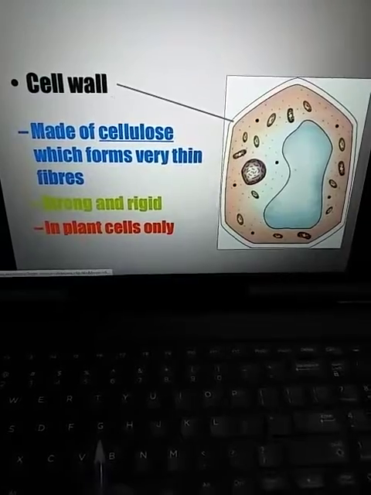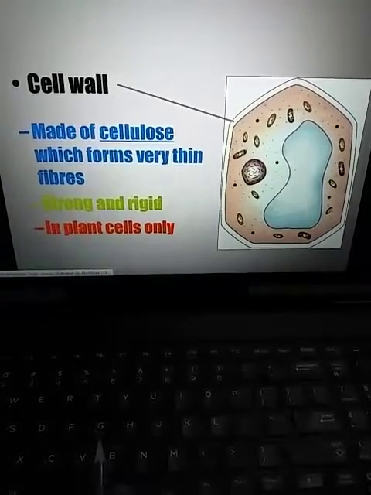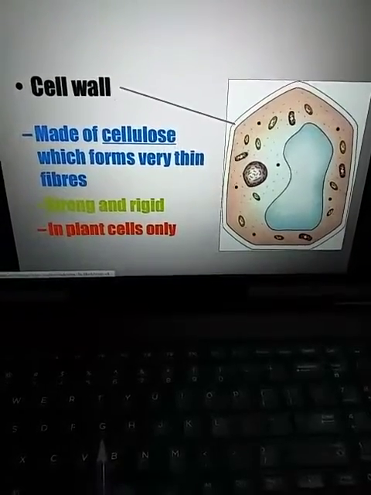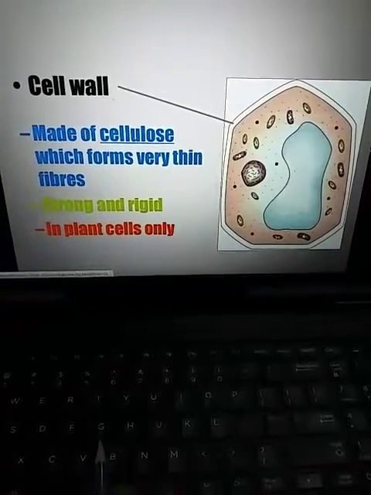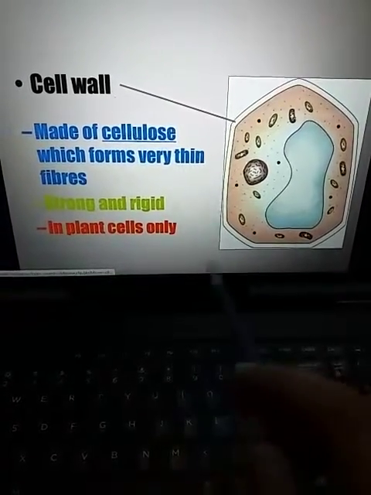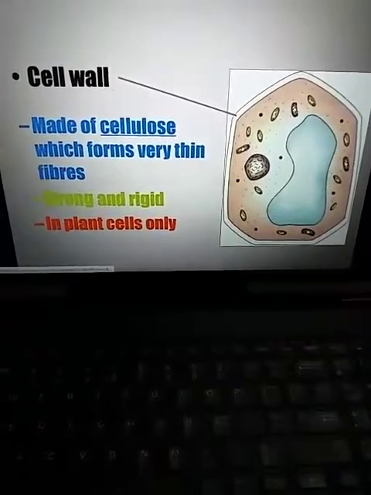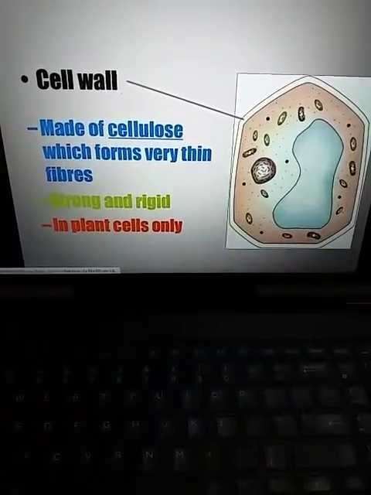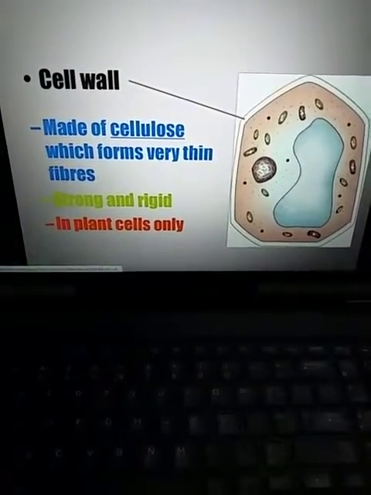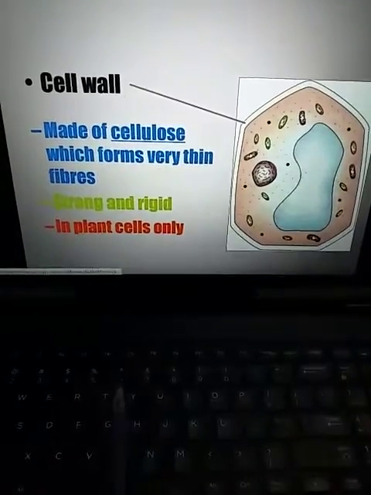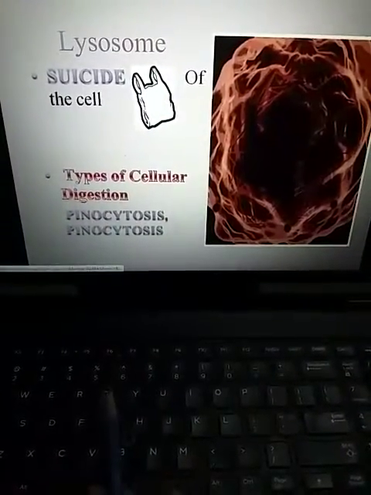Now this is the cell wall, and this is the outermost boundary of the plant cells only, and it is absent in the animal cell. That is made up of cellulose. Cellulose is a polysaccharide, which is a kind of carbohydrate which forms very thin fibers, strong and rigid in the plant cells only. So next are the lysosomes.